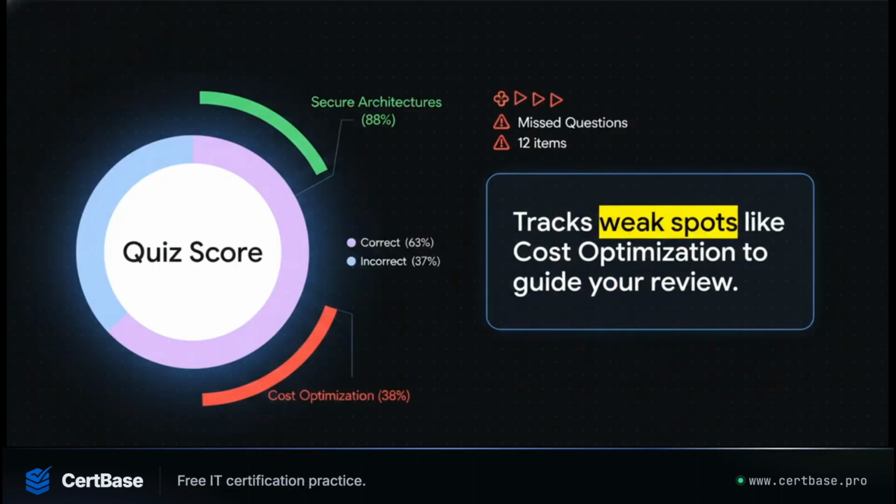And here's where it gets really cool. Once you've finished that simulation, you get this incredibly detailed breakdown. The platform automatically tracks every single question you missed and categorizes it by domain. So let's say you score an awesome 88% in secure architectures, but your cost optimization is sitting at a pretty dismal 38%. The platform flags this for you immediately. All your missed questions are collected in one spot, so you can review only your specific gaps right before exam day. You know exactly where to focus your energy next, instead of blindly restudying stuff you already have down.